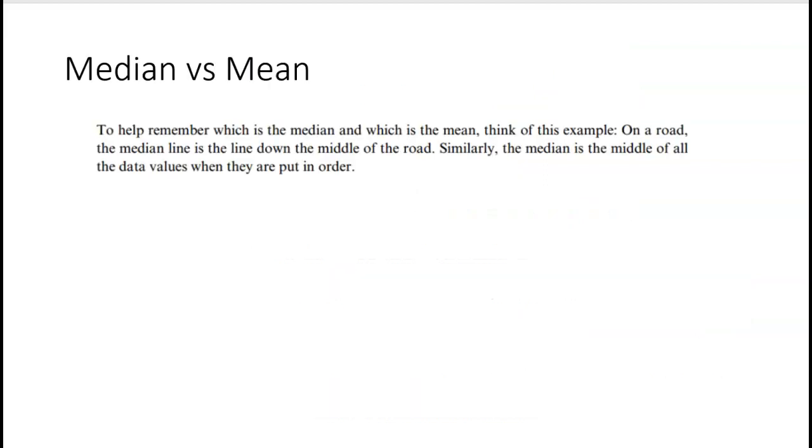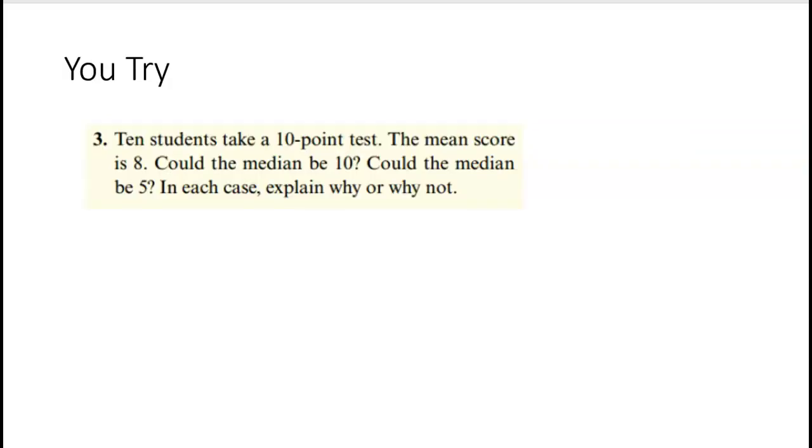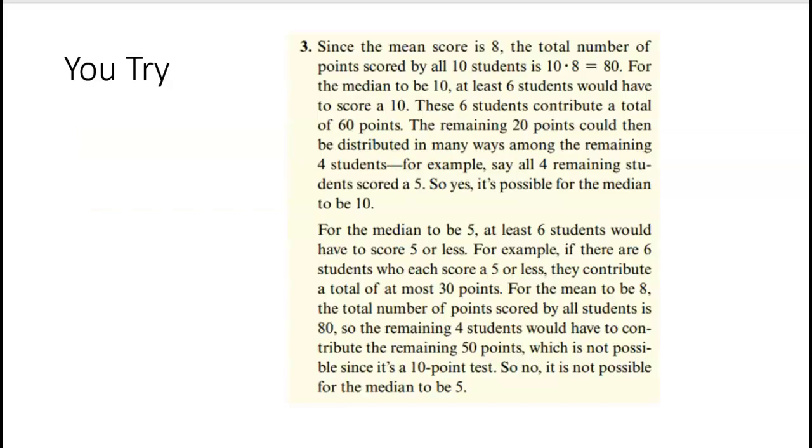So to help us remember which is the median and the mean, think of this example. On the road, the median line is the line down the middle. Similarly, the median is the middle of all the data values when they are put in order. Complete this U-try, press play when you're ready to see the solution. And there we go.